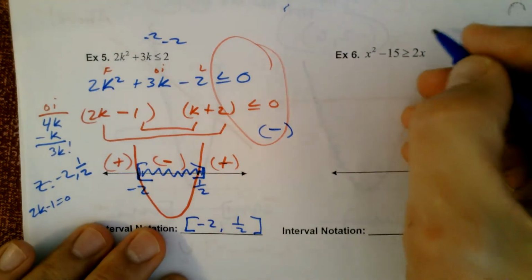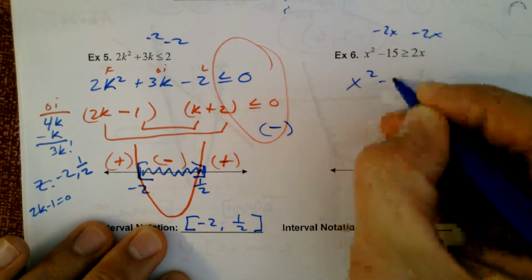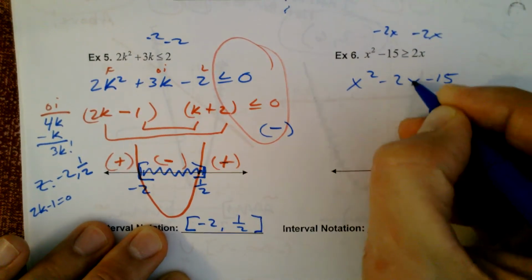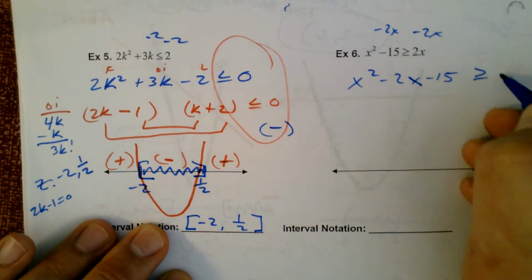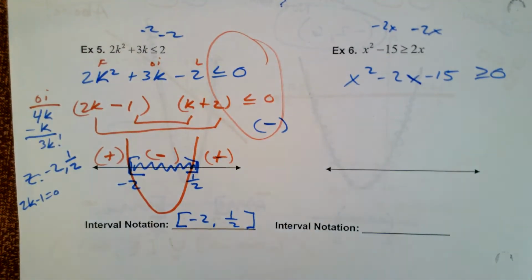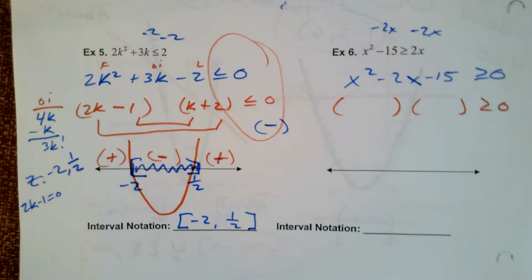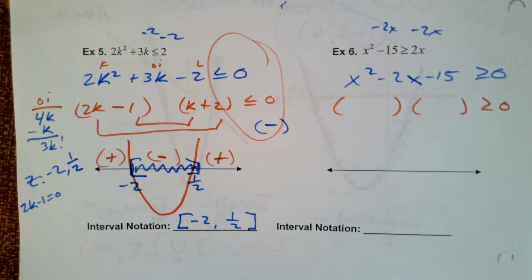Subtract the 2x from both sides. All right, so I've got x squared minus 2x minus 15. Make sure you're writing in descending order. And that's greater than or equal to 0. Okay. Factor this one for me.